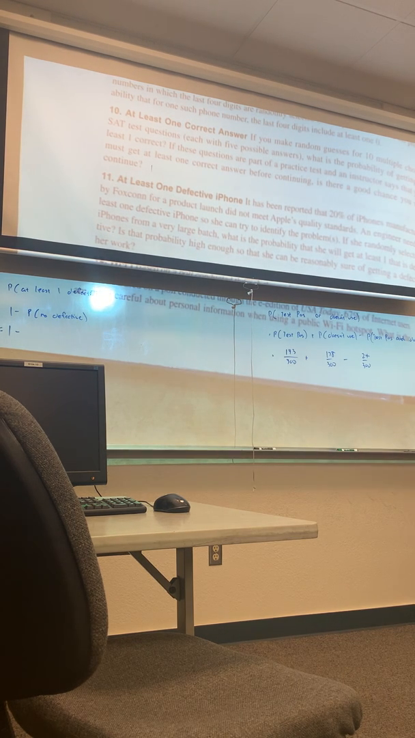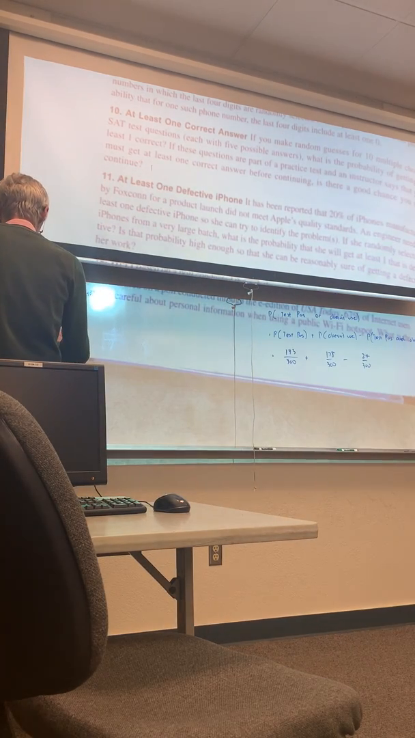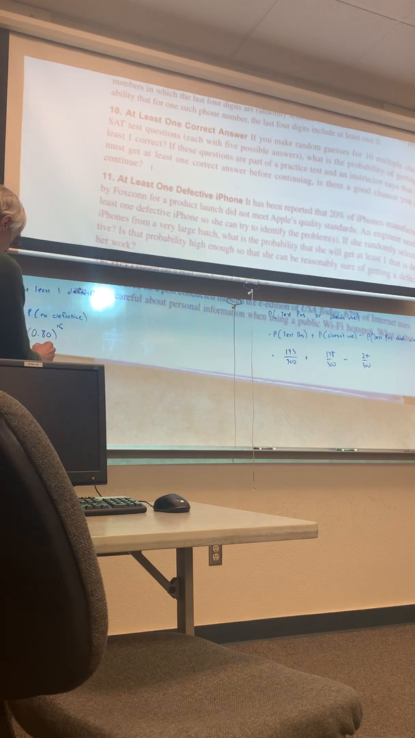Well, what's the probability of any one iPhone being defective? 20%. So the probability of one iPhone being defective is 0.2. What's the probability of it not being defective? Because that's what we need. 0.8. But now there's 15 of them, so 0.8 to what power? To the 15th power. Again, we treat these as independent.